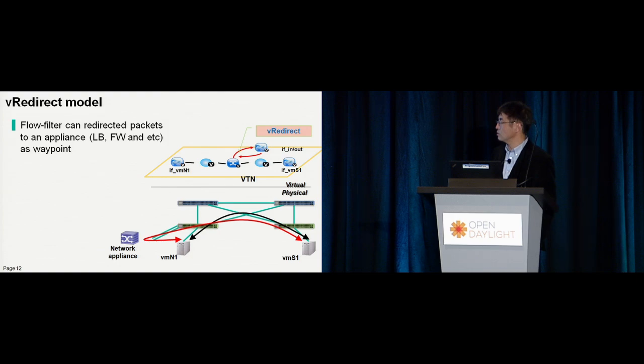If you want to redirect some of the flow between these 2 VMs to a network appliance, such as a firewall or a load balancer, in this case you set up the policy, then define the action as a redirect. For example, you want to redirect the HTTP traffic to the network appliance. Then only the selected HTTP traffic goes through the network appliance, but other packets or flows communicate directly between the virtual machines. So this is one of the redirect models we can provide using the VTN.